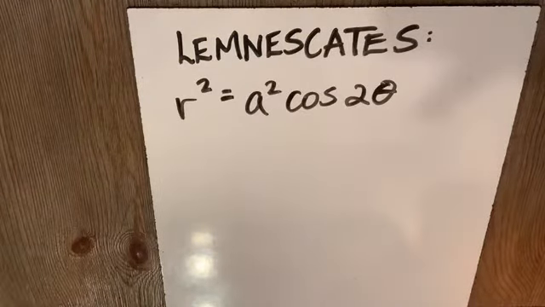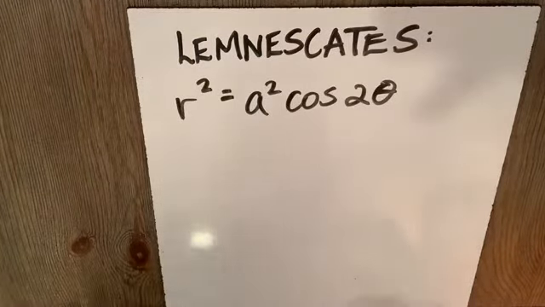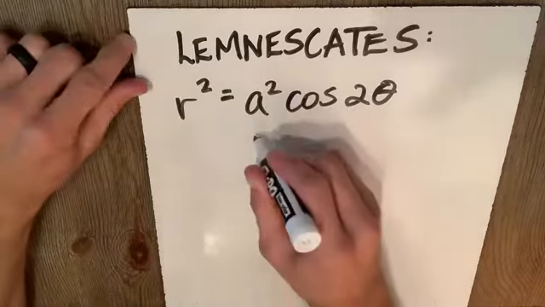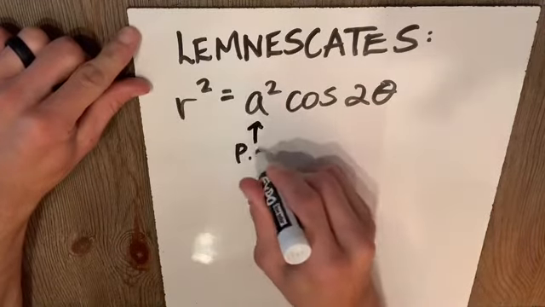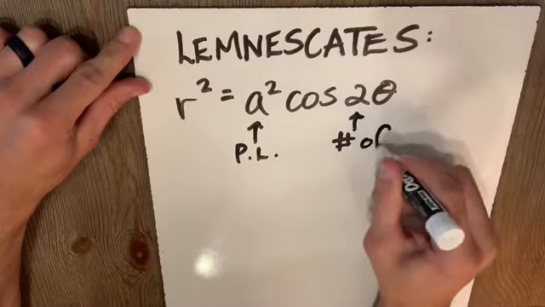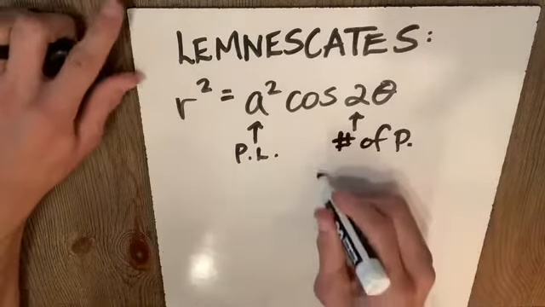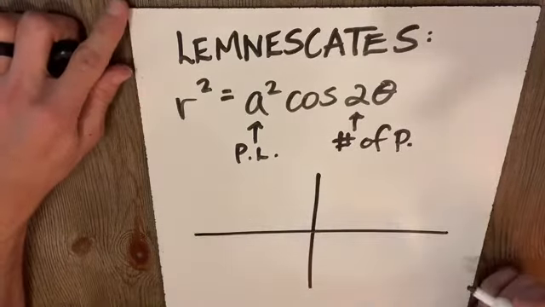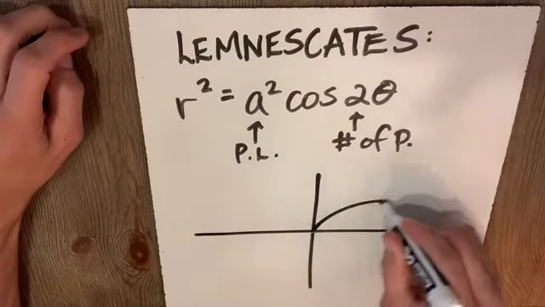So when thinking about a lemniscate, think about a figure 8. This will tell you the petal length, and this will be the number of petals, and that's the way it's going to be. So a positive cosine one is going to look like this.